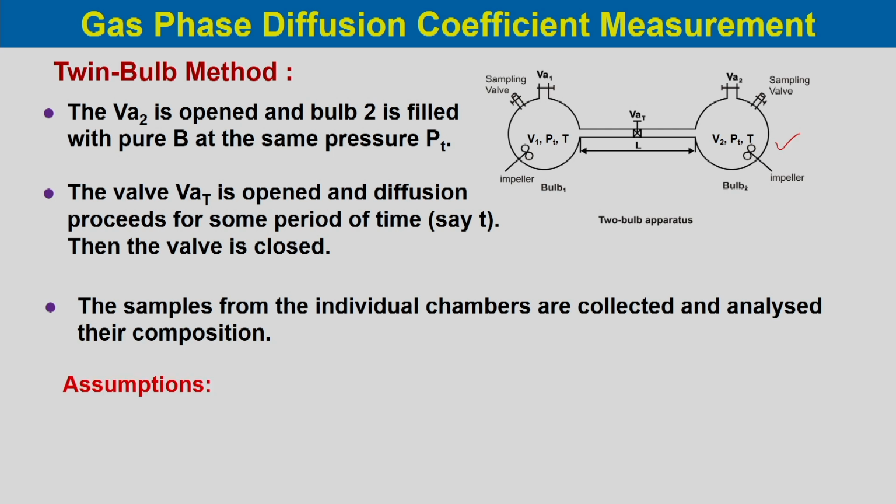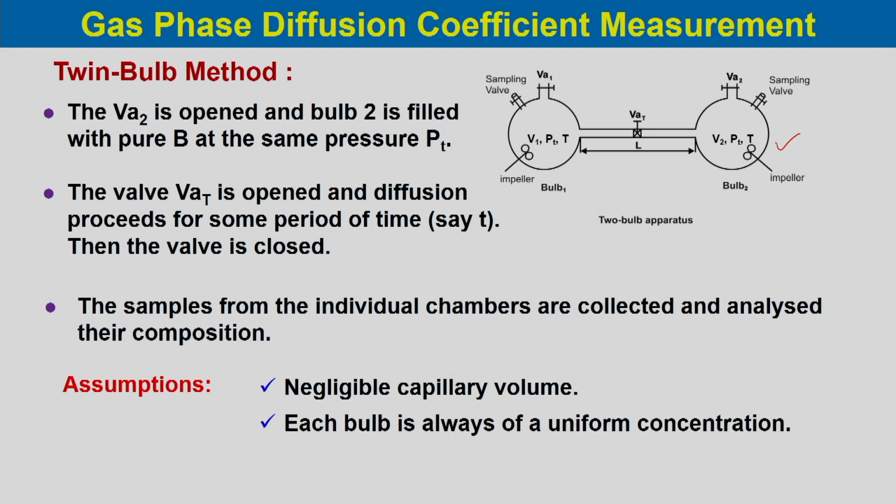The assumption we have taken here is a negligible capillary volume, that is, the volume of the tube connecting the two bulbs is very small compared to the volume of each bulb.